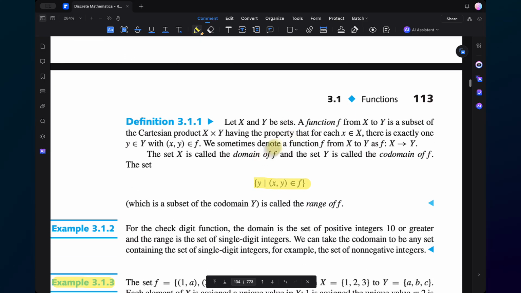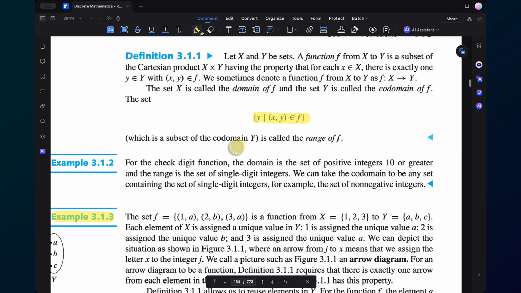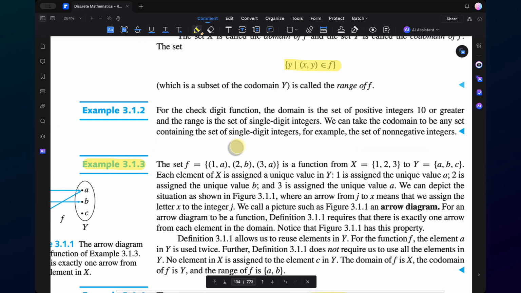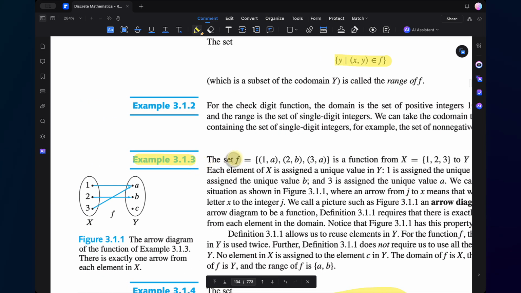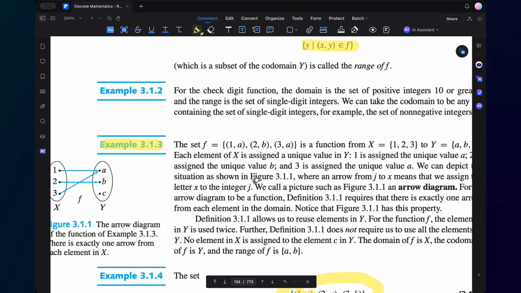All right, then here's a little definition of a function from a set X to a set Y. You should be familiar with that. Make sure that you are. Here's an example. I'll go through this. This set f is written this way. It basically means f of 1 is a, f of 2 is b, and f of 3 is a, as is illustrated by this picture. So that's a function.